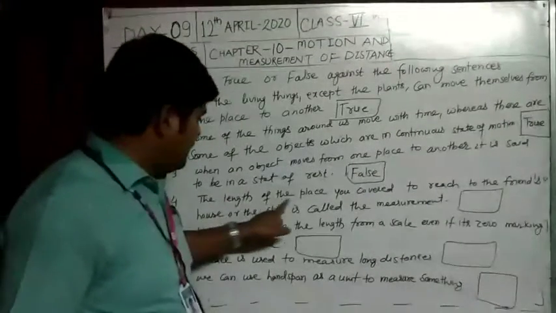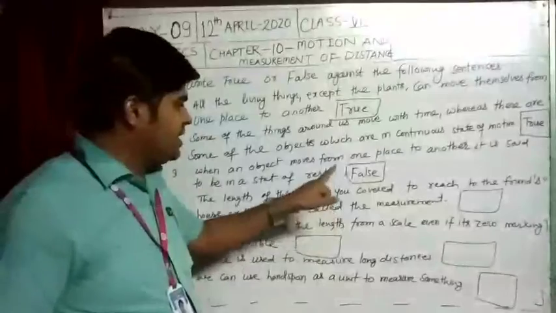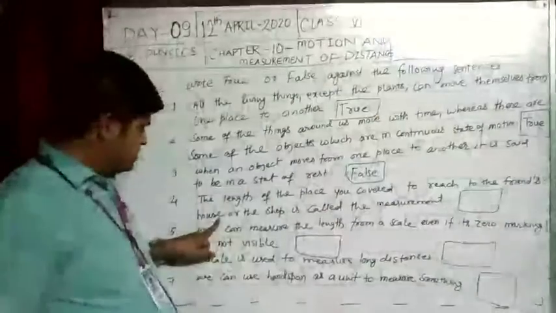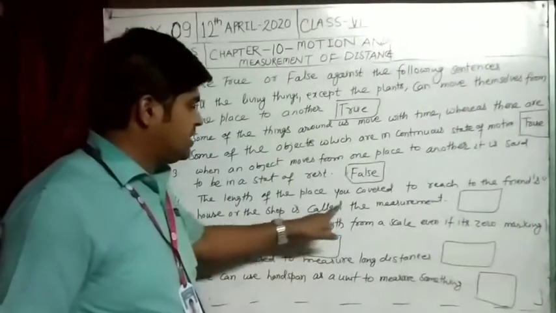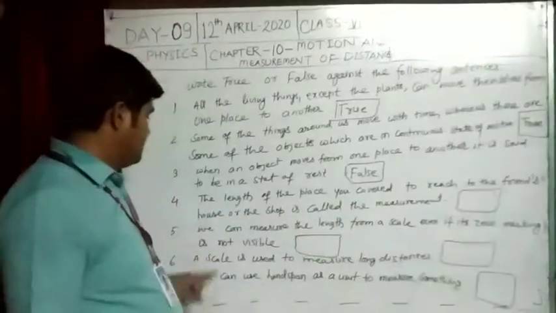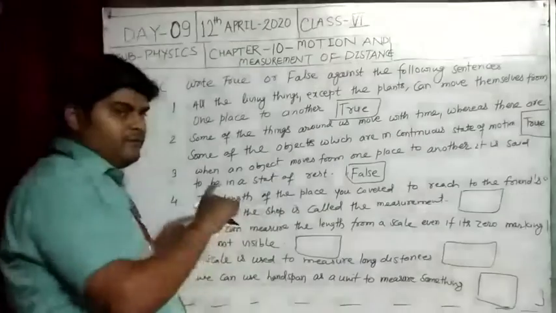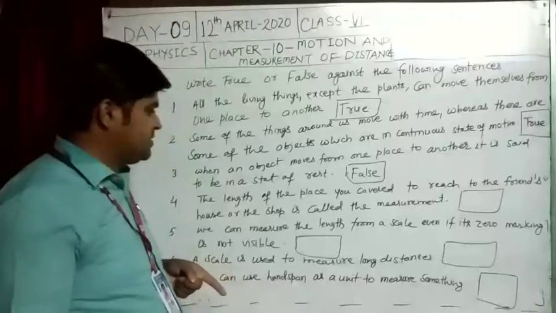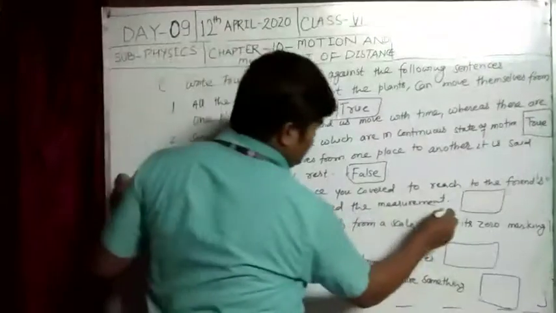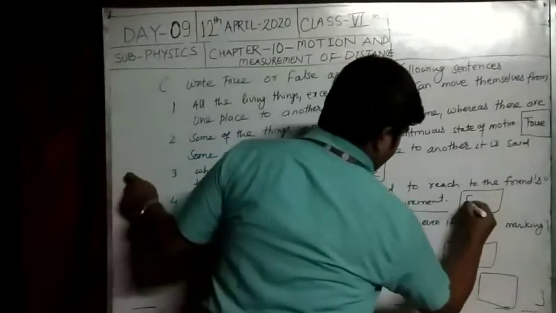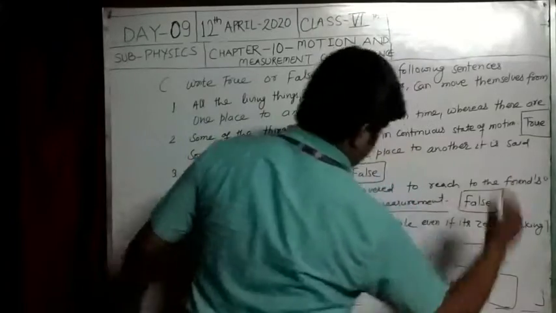Okay. Now see question number 4. The length of the path you covered to reach your friend's house or the shop is called the measurement. False statement, because you know that the length from your place to the other place is known as distance, not measurement. Okay, this is also a false statement.